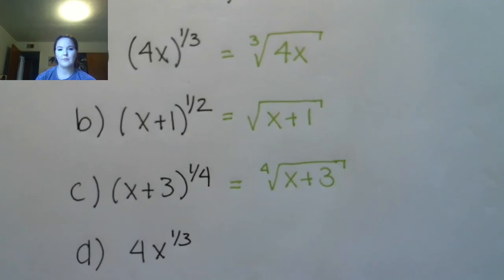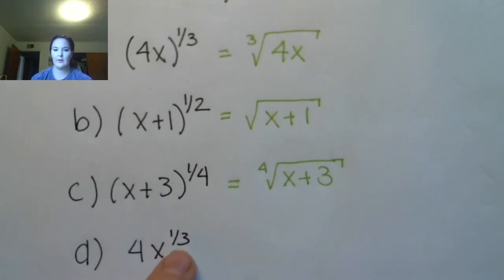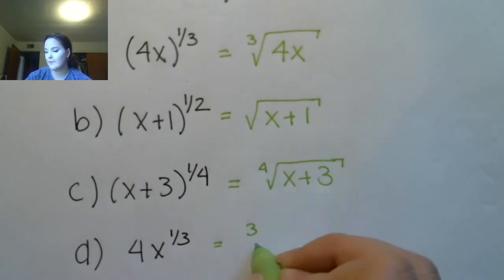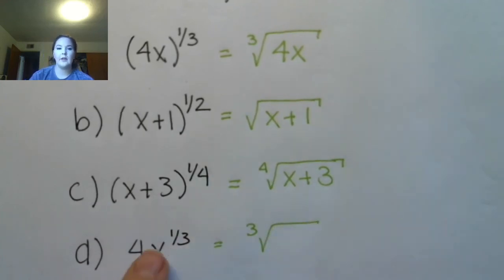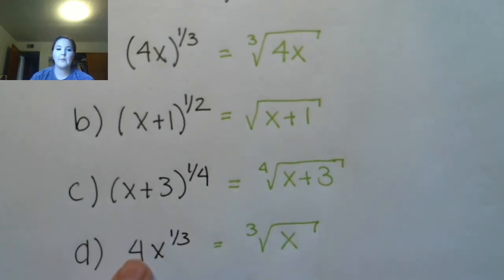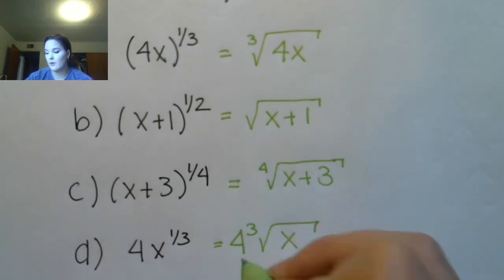And now the last part. I can see that 3 is going to be my index. Now we really have to think about what is the base here. Well, the base of this exponent is just x. So x is going to become my radicand. What does that mean about the 4? Well, 4 is just a coefficient. So 4 is also just a coefficient here.